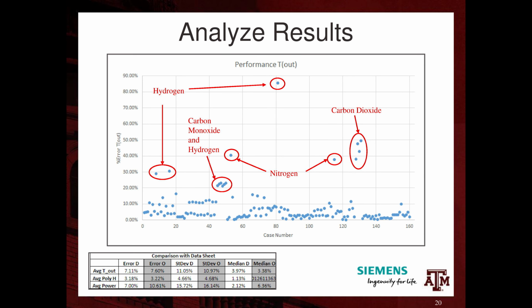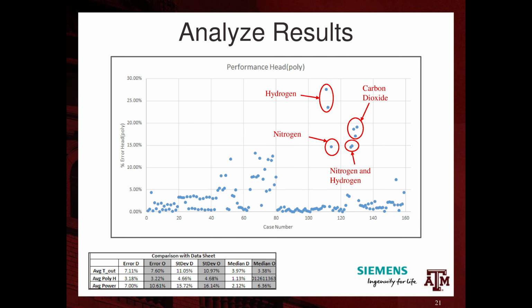In general, the algorithms performed well when comparing the temperature out, with the high errors being caused by gases which are not commonly found in the midstream market. The same thing can be said for polytropic head error. However, the average error across all the cases is much lower, with 3% being the average.